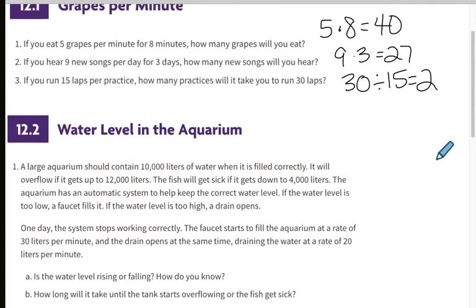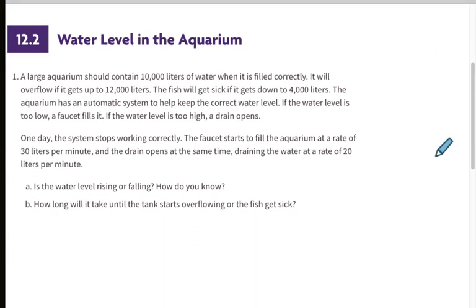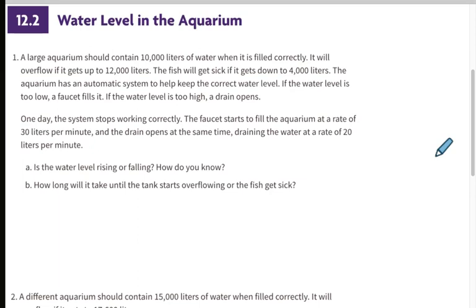Water level in the aquarium. A large aquarium should contain 10,000 liters of water when it is filled correctly. It will overflow if it gets up to 12,000 liters. The fish will get sick if it gets down to 4,000 liters. The aquarium has an automatic system to help keep the correct water level. If the water level is too low, a faucet fills it. If the water level is too high, a drain opens. One day, the system stops working correctly.